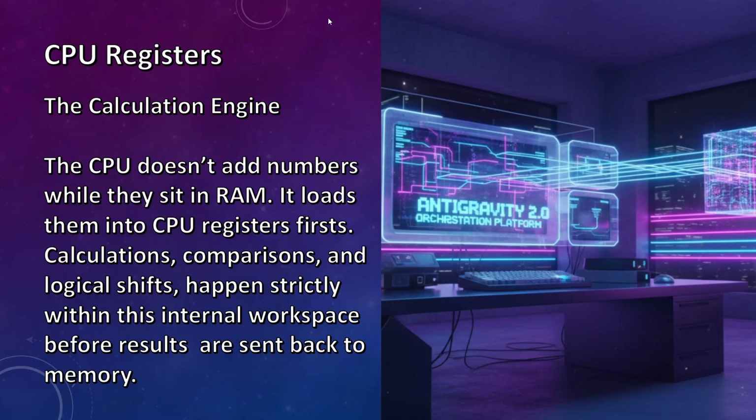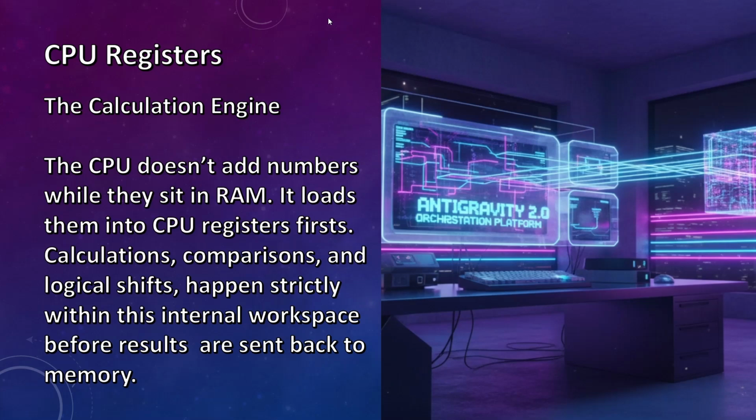Now let's understand something interesting. There are actually different types of registers. The first category of register is the CPU register. These registers exist inside the processor itself. Whenever the CPU executes instructions, it continuously uses these registers.